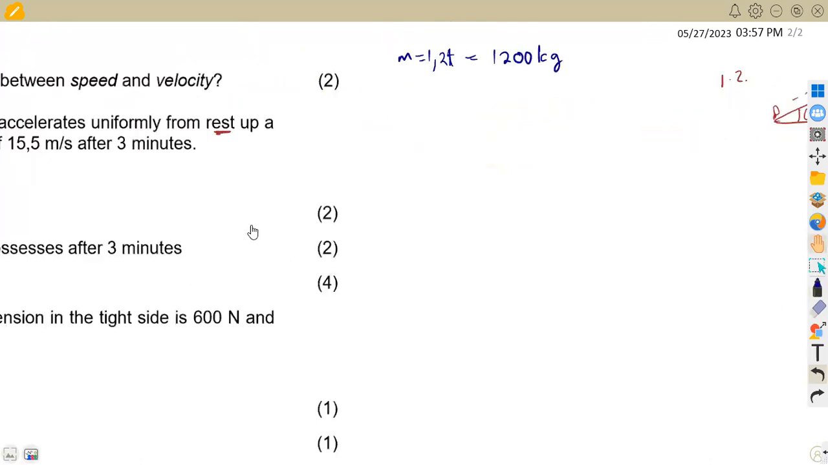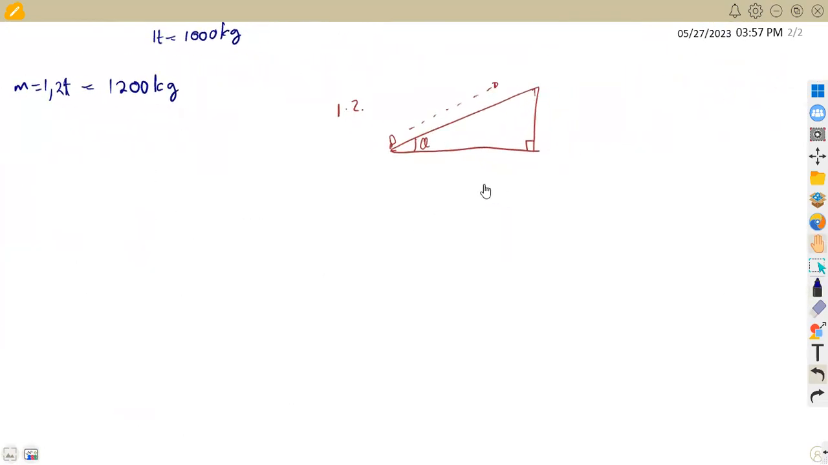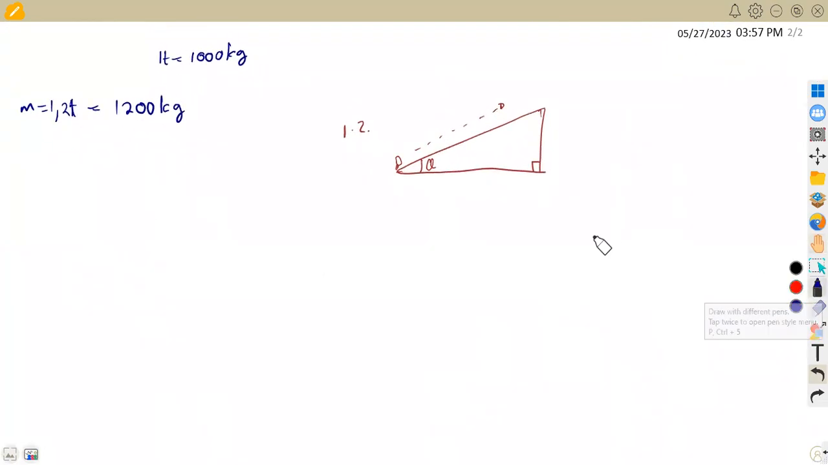But we are given that this started from rest. So from rest, that is our initial velocity, at 0. And we are given a gradient of 1 in 20 up, it reaches a speed of 15 meters per second, which is the final velocity. So from rest up to the final velocity of 15 meters per second. When we say from rest, that means there is no movement at all, so our speed is 0 meters per second.